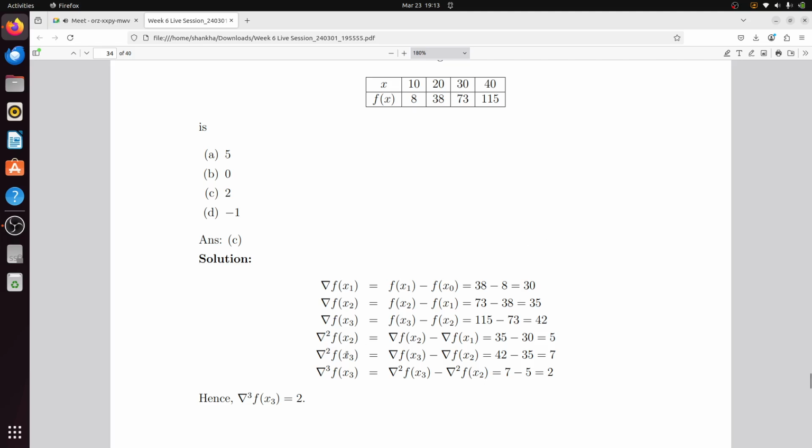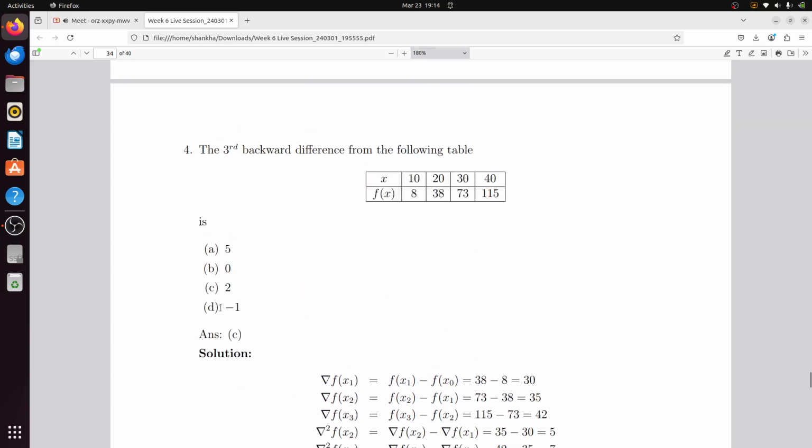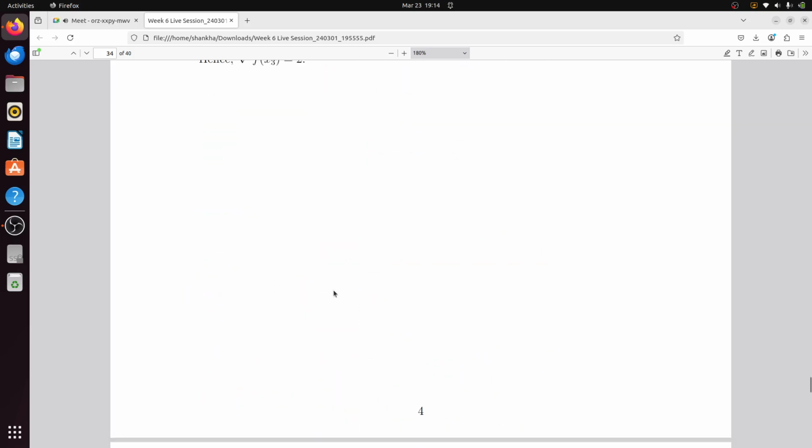Then nabla square f(x3) will be nabla f(x3) minus nabla f(x2), so 42 minus 35 will be 7. Nabla square f(x2) will be nabla f(x2) minus nabla f(x1), 35 minus 30, that will be 5. Then finally subtract from this, so that will be 7 minus 5 equal to 2. So the answer will be 2, answer C.